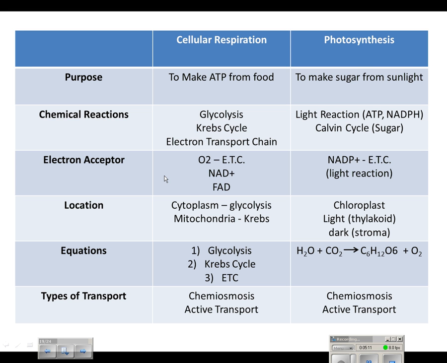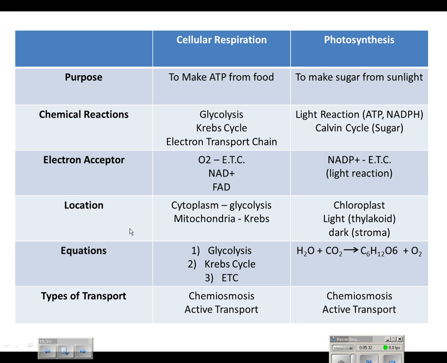The electron acceptors, we've talked about those. Those are what's going to pick up the extra electrons. We have oxygen in the electron transport chain is going to be the final electron acceptor. And then we have NAD plus and FAD. In photosynthesis, these electron acceptors are the NADP plus.